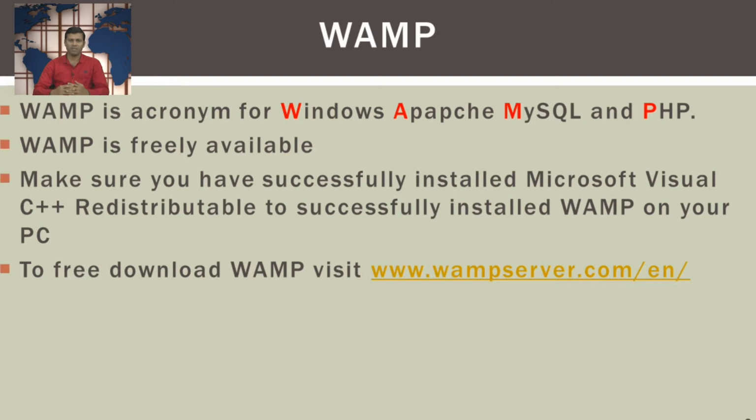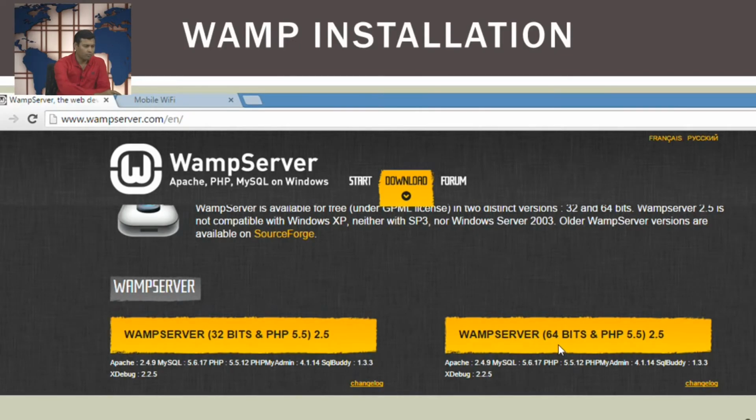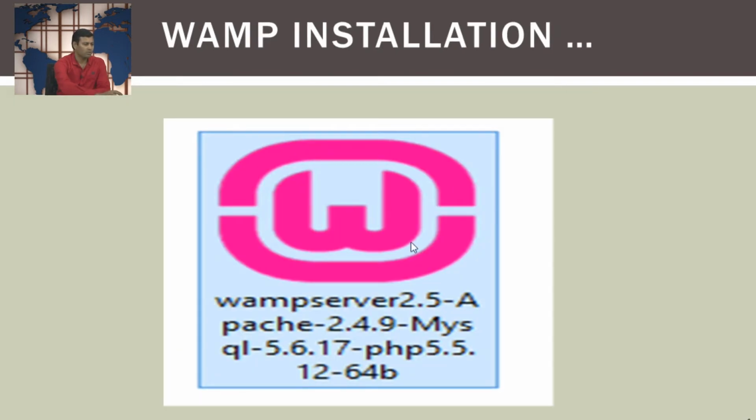www.wampserver.com/en. There are various versions available for either 32-bit or 64-bit. Right now, my laptop has Windows 8 64-bit, so I use the Wamp server 64-bit 2.5 version. If you have a 32-bit system, you can download the 32-bit Wamp server. Once you download it, the symbol will be available to you. It is Wamp server 2.5, with Apache version 2.4.9, MySQL 5.6 and PHP 5.5 for 64-bit. Once you download it, just double click on this icon.